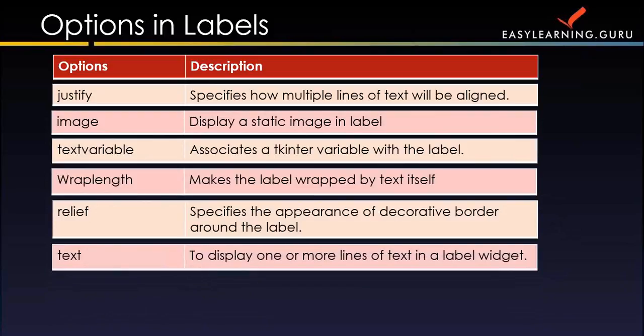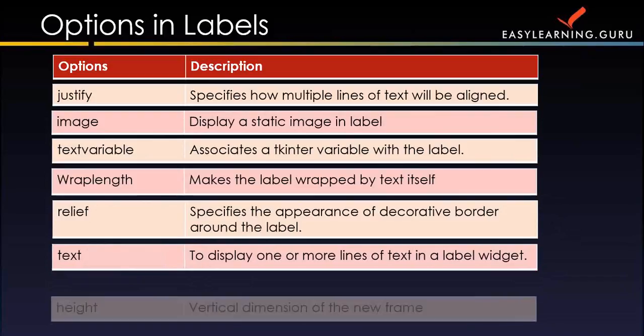Next we have is your text. Text displays one or more lines of the text in a label widget. Set this option to a string containing the text. The text can contain your new lines. Now, if the bitmap or image options are used, this option is completely ignored.